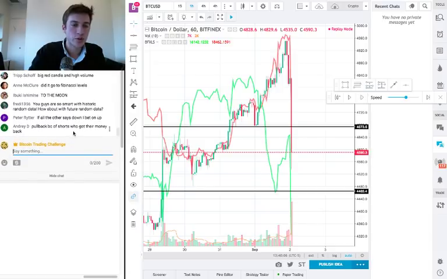So pull back because the shorts who got their money back. You guys are so smart with historic random data. How about with future random data? That's funny. To the moon.